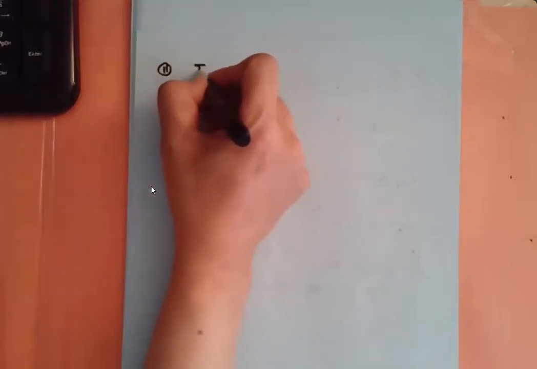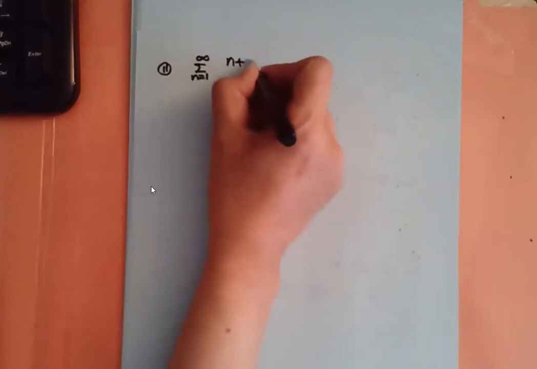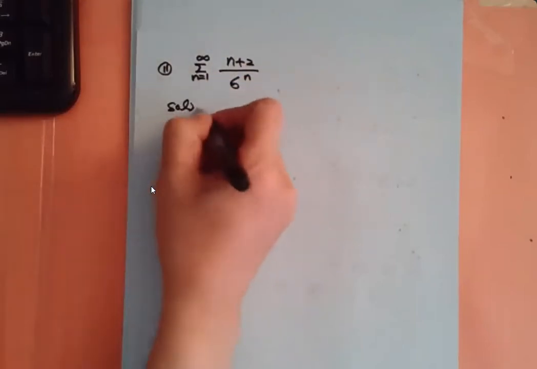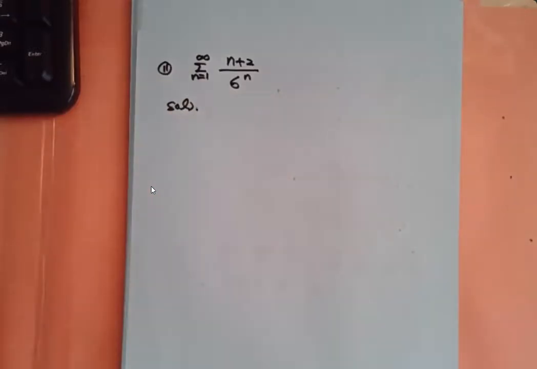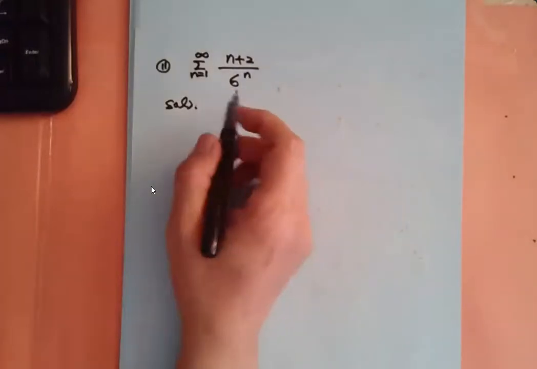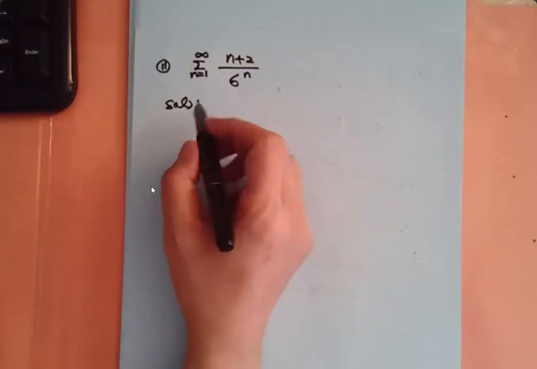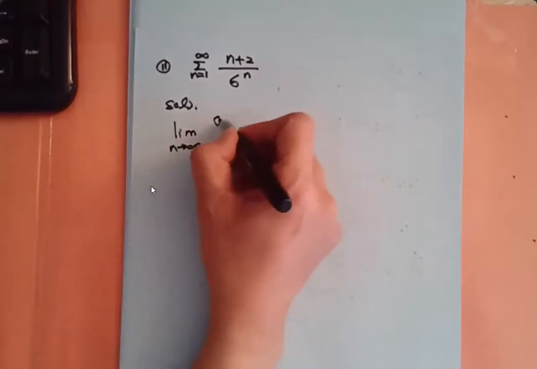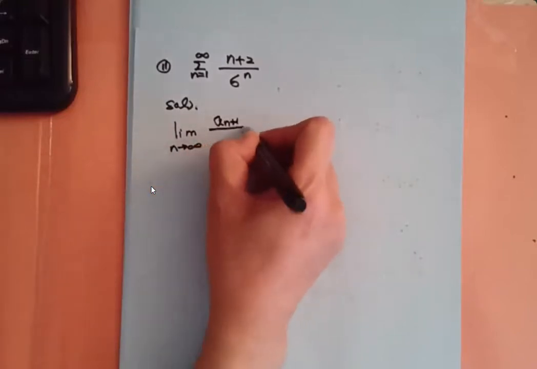The next question is limit as n goes from 1 to infinity of (n plus 2) over 6 to the n power. This time we want to use the ratio test, because of n plus 2, we cannot use the root test. Ratio compares the adjacent terms a_{n+1} over a_n.